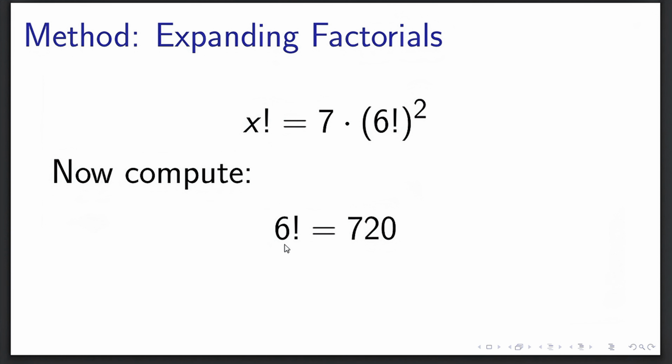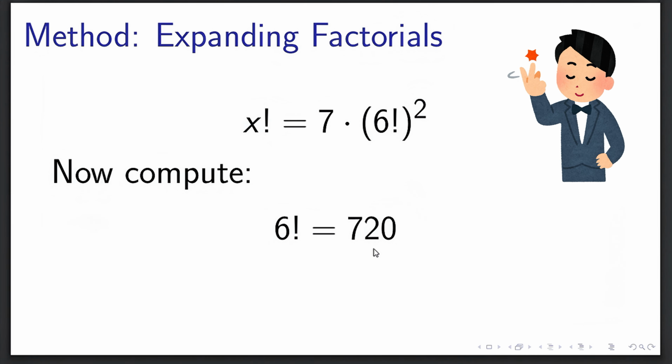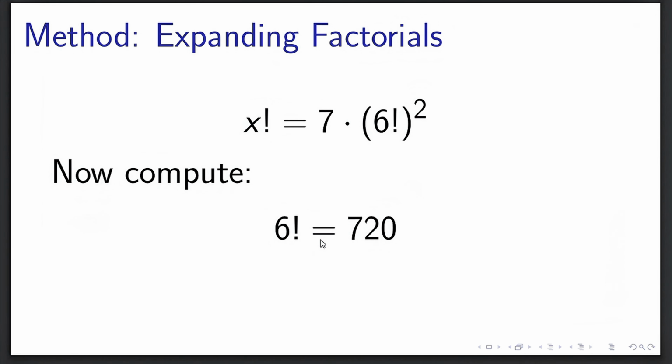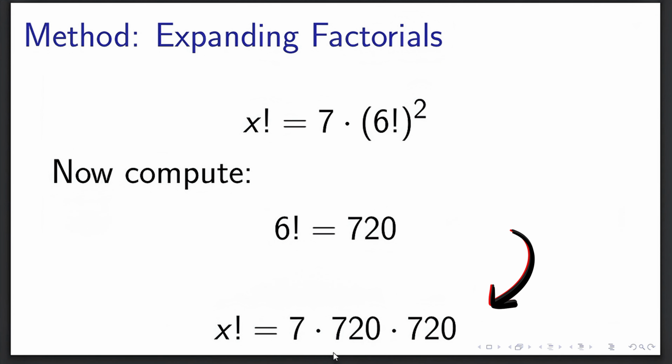Now we can easily compute 6 factorial. We know that 6 factorial is equal to 720. The reason is that 6 factorial can be written as 6 multiplied by 5 multiplied by 4 multiplied by 3 multiplied by 2 multiplied by 1. When we simplify this, we get 720. I'm going to substitute this value into the above expression. When I do that, I get x factorial equals 7 multiplied by 720 multiplied by 720.